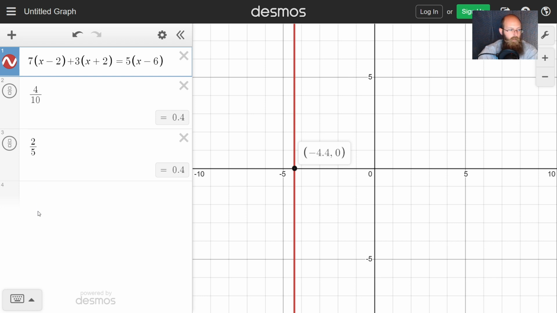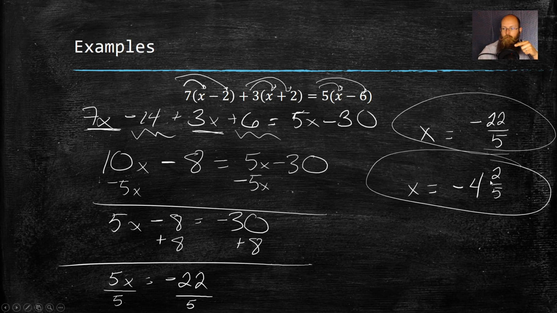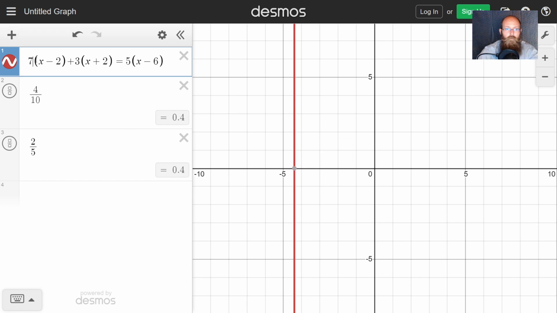Well, if I look back here, that's what I got, negative 4 and 2/5. So again, you can plug all of this into Desmos, the full equation, unchanged, and it can spit out your answer.